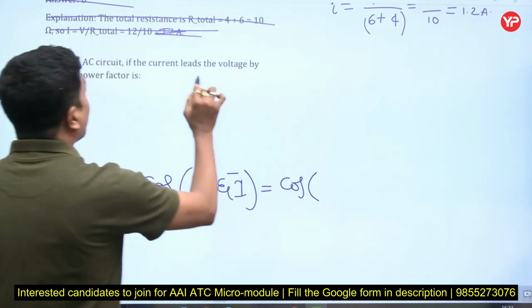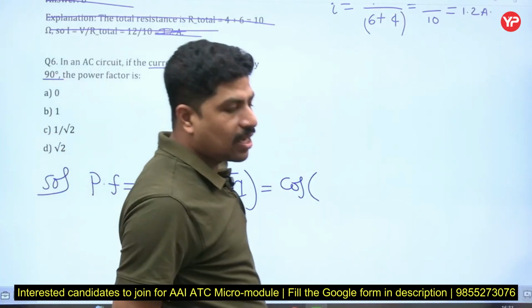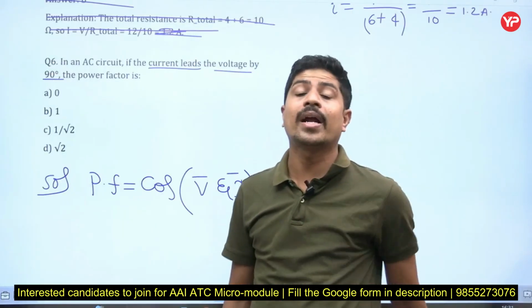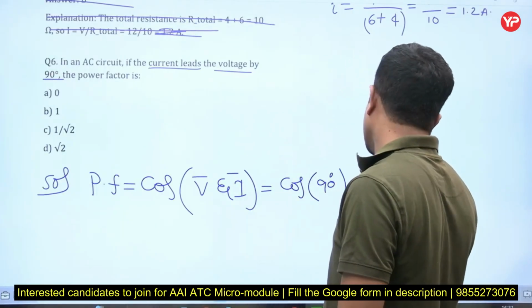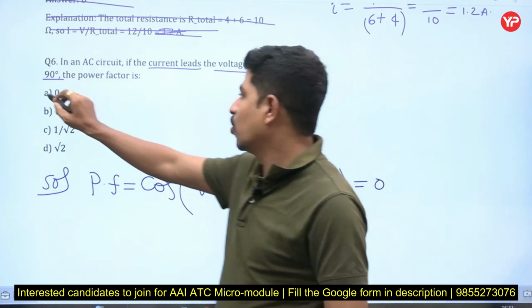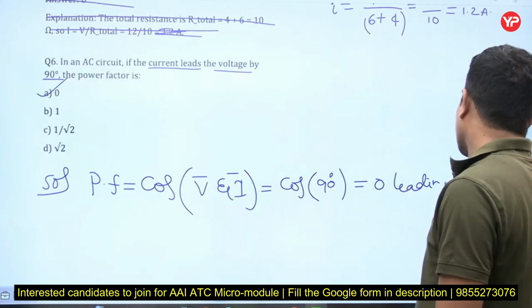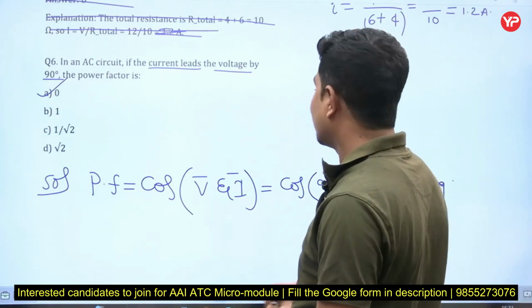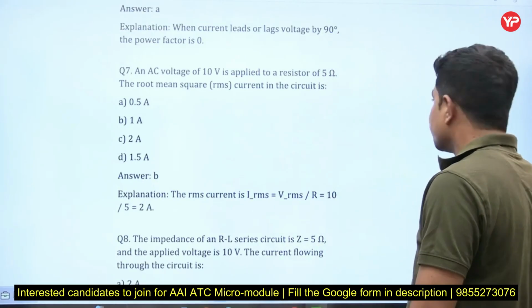It says the current leads the voltage by 90 degrees. In fact, in which device does current lead the voltage by 90? In a capacitor, an ideal capacitor. So cos of 90 degrees, how much is it? 0. Yes, the power factor is 0. This is also called zero leading. Why? Because current is leading. Very simple question it is. Direct answer, right?